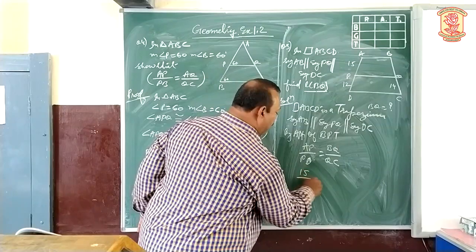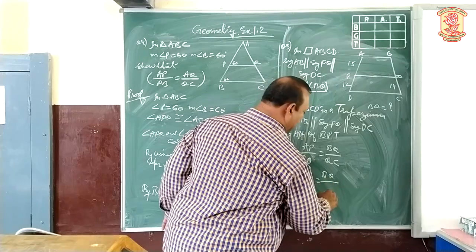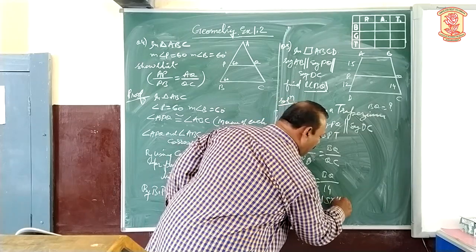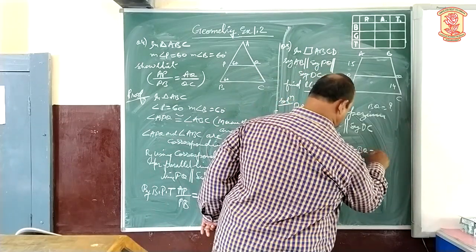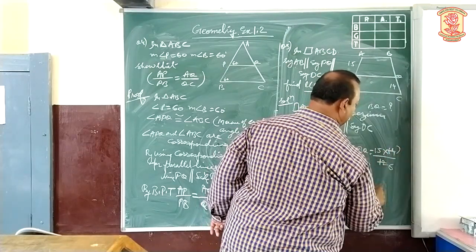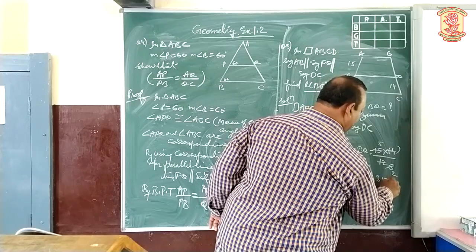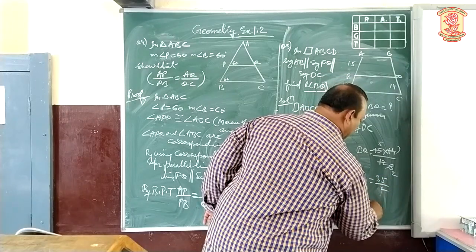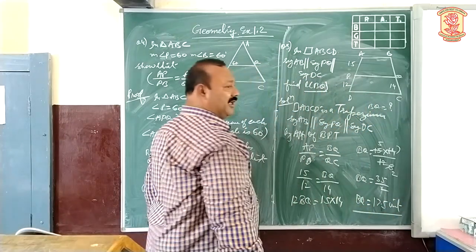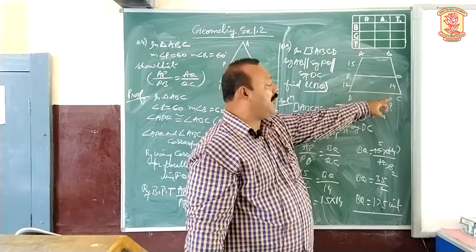Value AP is 15, PD is 12, BQ you are supposed to find, and QC is 14. Make a cross: 12 BQ equals 15 into 14. Value of BQ equals 15 into 14 divided by 12. 2 sixes are 12, 2 sevens are 14; now 3 twos are 6, 3 fives are 15. So value of BQ is 7 fives 35 upon 2, which is half of 35, 17.5. In this way you calculate the value of BQ by applying BPT: AP upon PD equals BQ upon QC.